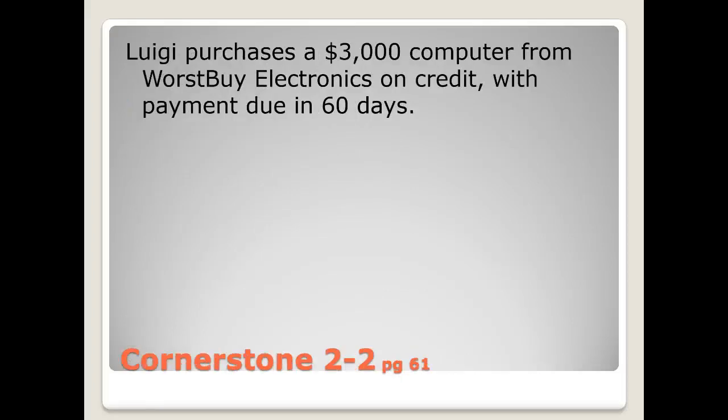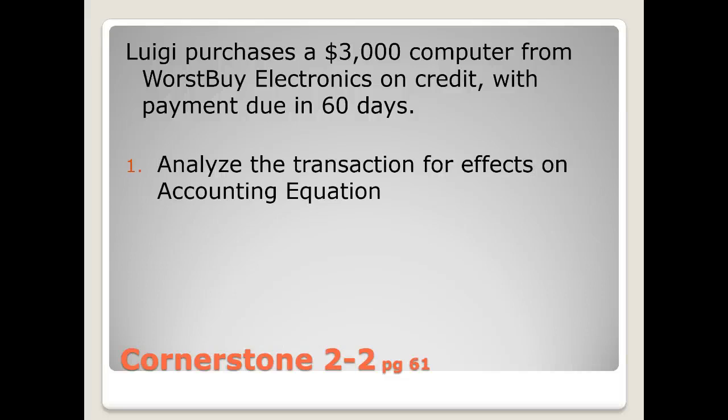Let's look at an example, Cornerstone 2.2 on page 61 in your textbook. Luigi purchases $3,000 of computers from Worst Buy Electronics on credit. On credit means they don't pay cash at that time, but their payment is due in 60 days. Now, first, what actually happens when Luigi purchases $3,000 in computers? Well, Luigi now has more assets, correct? He has a $3,000 computer, which just increased his equipment asset account.